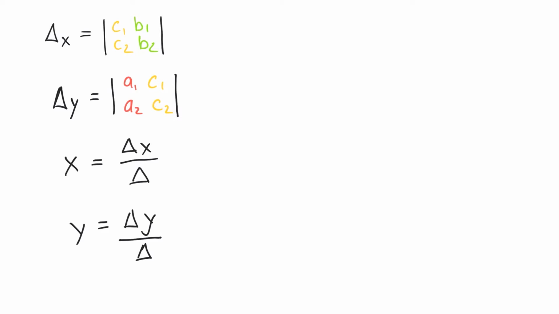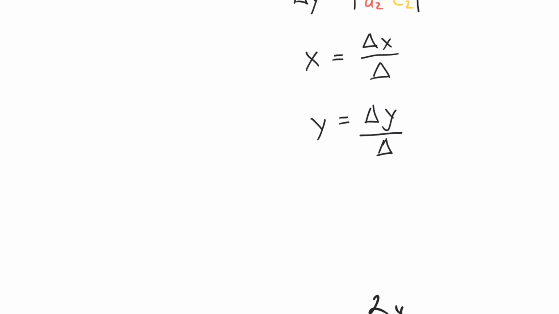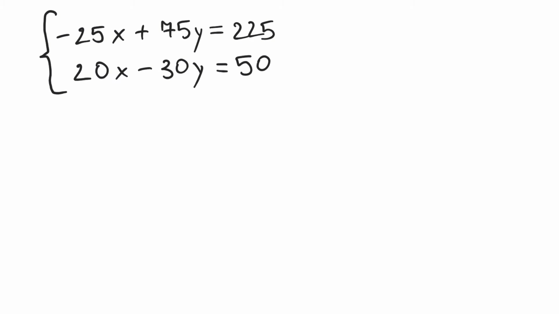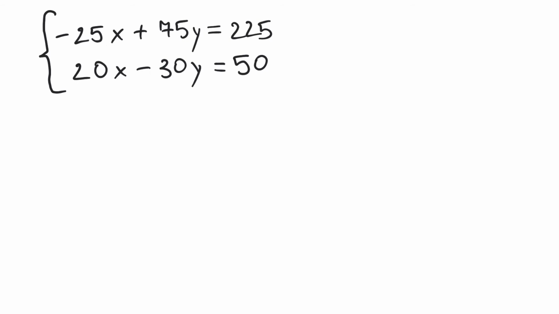Then when you have your determinant for x and determinant for y, you can find the actual variables by simply plugging them into this equation where you divide the determinant for x by the primary determinant and the determinant for y by the primary determinant, and that gives you your variables. So pretty straightforward, huh? Now let's look at a particular example. So we will try and find the x and y in this equation.